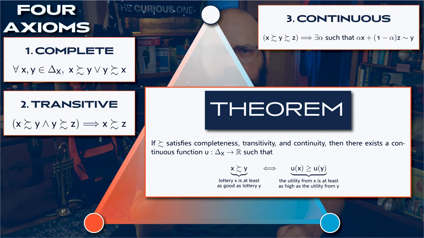So here's a result. Suppose our decision maker has preferences over these lotteries that are complete, transitive, and continuous, and satisfy this last thing. Then now I know there exists a utility function over the set of lotteries, and I know that utility function is continuous. I never have to lift my pencil as I draw.